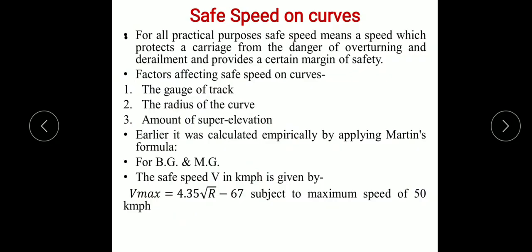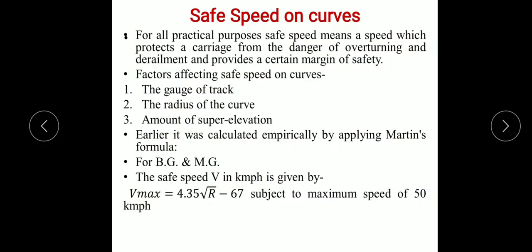The next point is the safe speed on curves. So, for all practical purposes, safe speed means a speed which protects a carriage from the danger of overturning and derailment and provides a certain margin of safety. So, the various factors which affect the safe speed on curves are as follows. The first is the gauge of the track, the second is the radius of the curve, and third is the amount of super elevation. Earlier, the safe speed on curves was calculated empirically by applying Martin's formula.